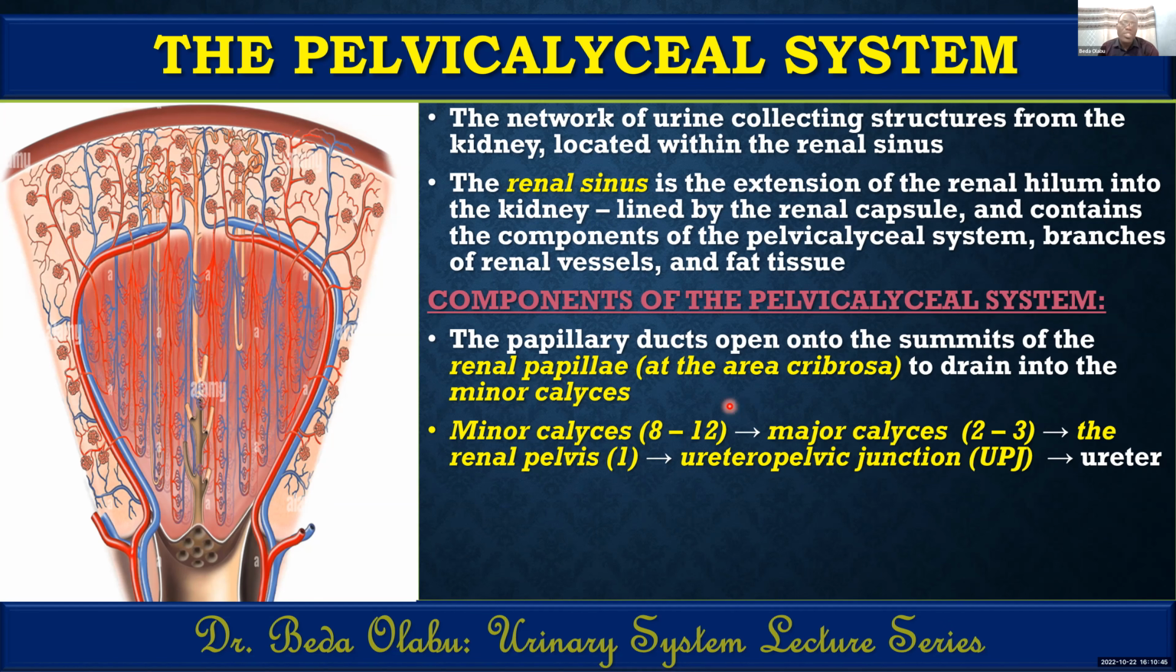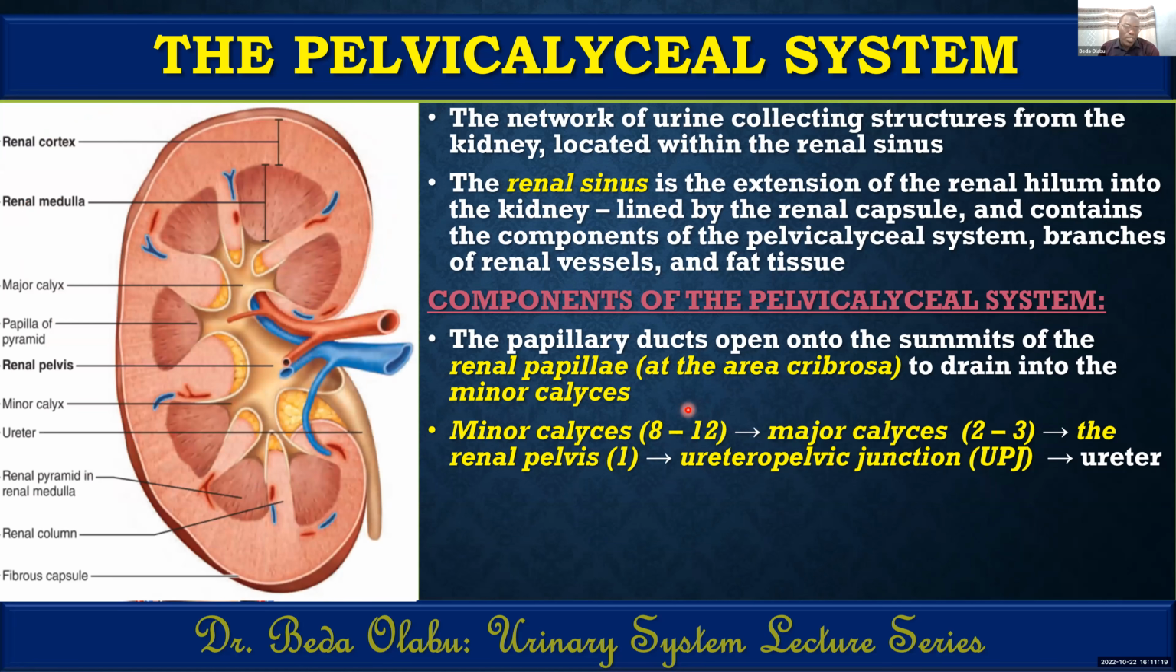Now, something we mentioned some time back is that each minor calyx drains a lobe of a kidney. So if we say that you have 8 to 12 minor calyces, it simply means, therefore, that you have about 8 to 12 renal pyramids, and that means 8 to 12 renal lobes, because remember, a renal lobe represents one pyramid and all the surrounding cortical tissue.